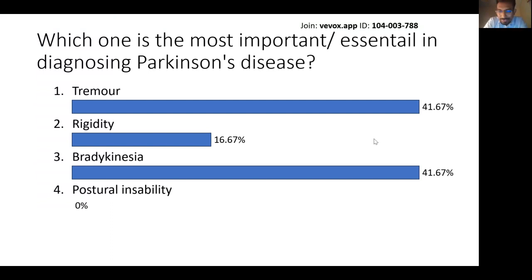So the opinion is divided between tremor, bradykinesia, and rigidity. The majority goes for tremor and bradykinesia. That's not very surprising actually, because when we think of Parkinsonism, tremor probably comes to most of our minds, but bradykinesia is actually the correct answer. Bradykinesia is essential. It's the only mandatory part in diagnosing Parkinson's disease. So this should be the right answer.